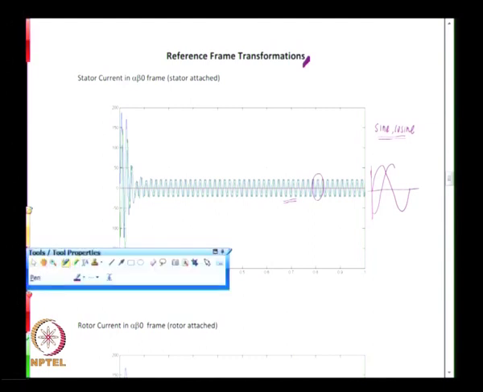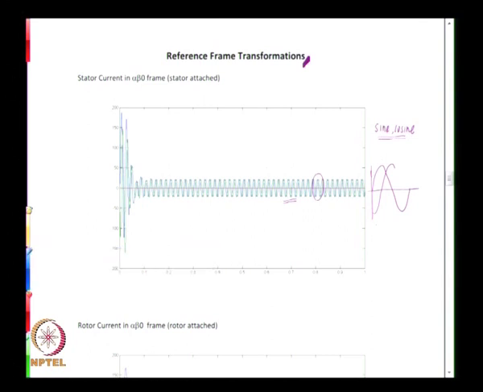The red line is the 0 sequence, that is I0, and because we are supplying a balanced 3 phase voltage, the 0 sequence response from the machine is again 0 and no 0 sequence current flows.